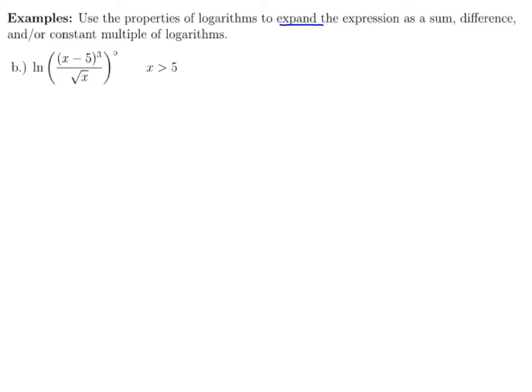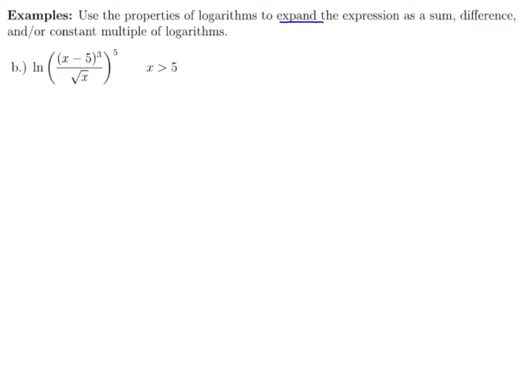To do this one again, we have the natural log of a quotient all raised to the 5th power. So we're just unwrapping this logarithm like a present. Just like with a gift, you have to get the outer layers off first, and right now the outermost layer is that 5. So let's bring down the exponent of 5. That makes it 5 times the natural log of x minus 5 cubed over the square root of x.